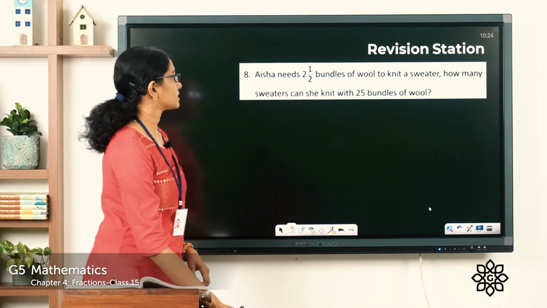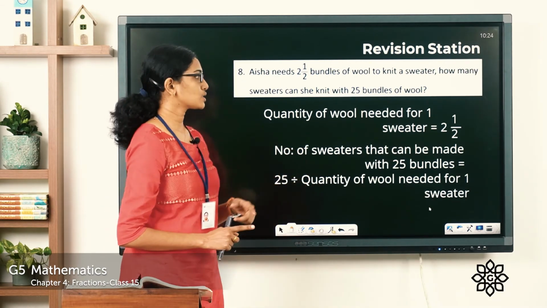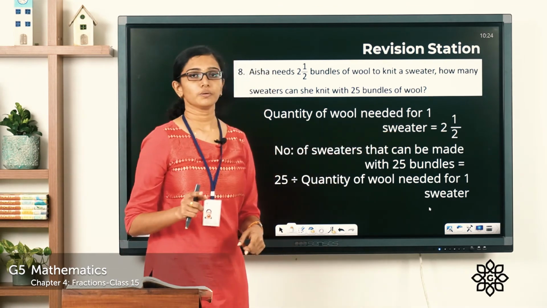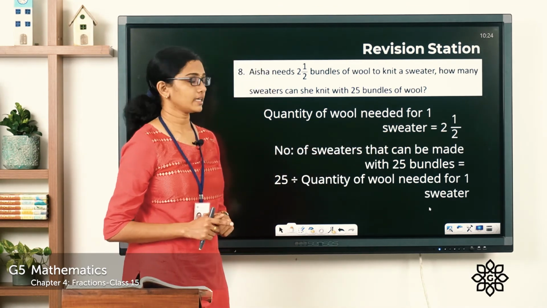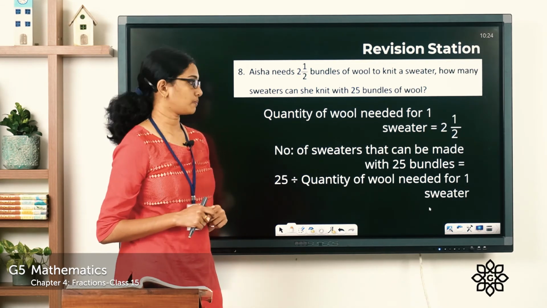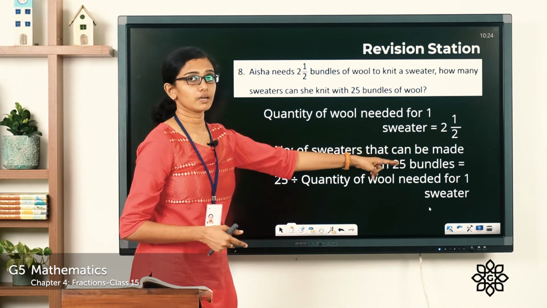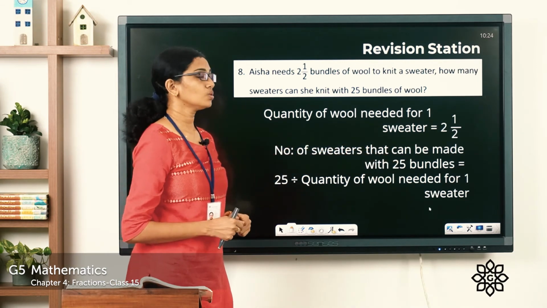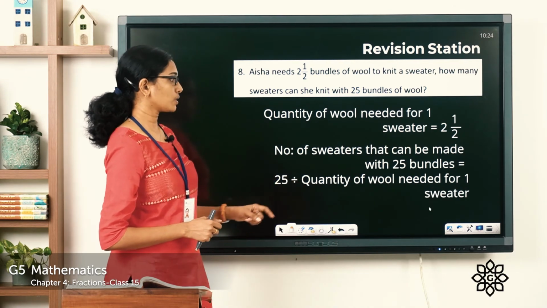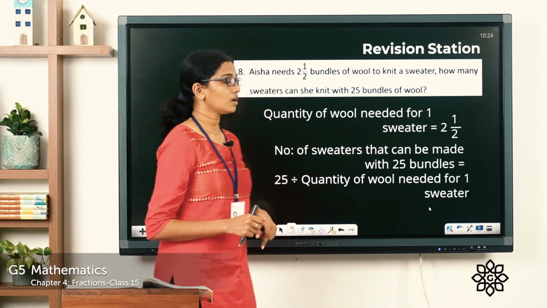So what is given in the question? How much wool does she need to knit one sweater? Quantity of wool needed for one sweater will be 2 1 by 2 bundles, 2.5 bundles. Clear? The number of sweaters that can be made with 25 bundles would be, how would we find out? That 25 divided by the quantity needed to knit one sweater, right? So it is 25 divided by, what is the quantity needed for one sweater? It is 2 and 1 by 2 bundle.